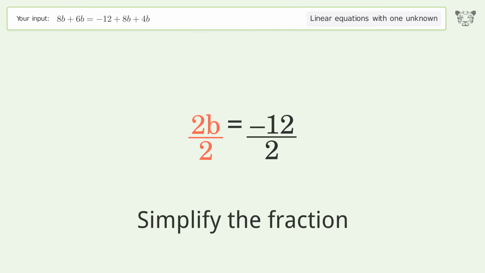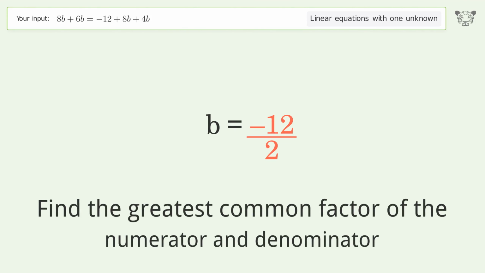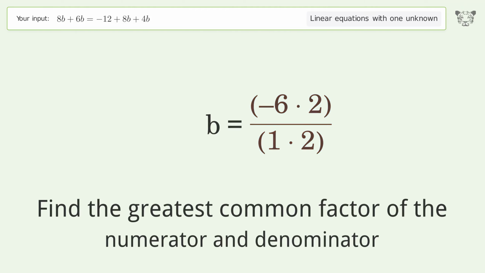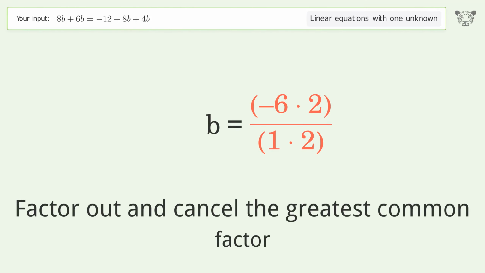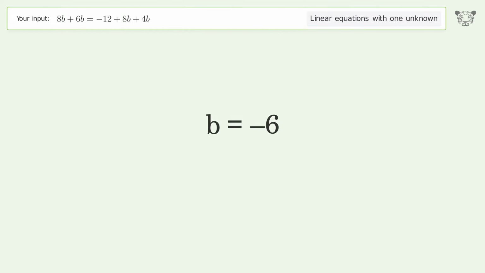Simplify the fraction. Find the greatest common factor of the numerator and denominator. Factor out and cancel the greatest common factor. And so the final result is b equals -6.